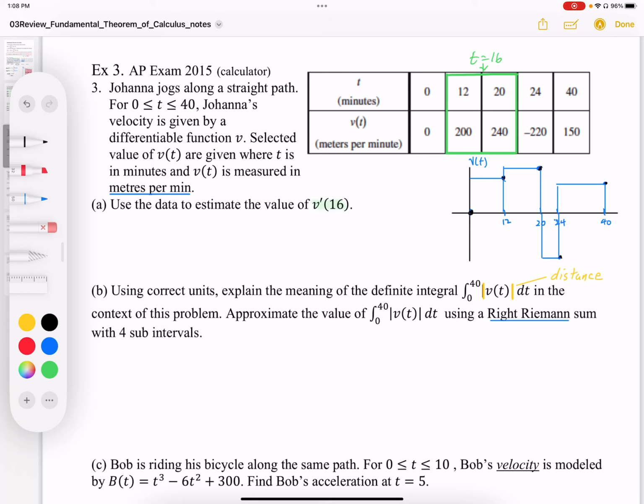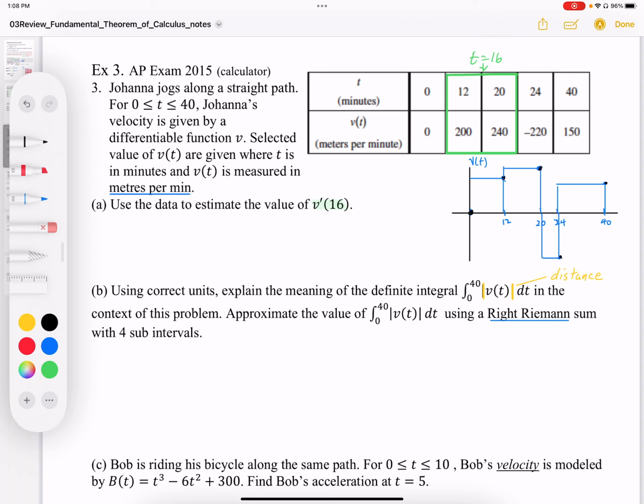Example 3 is an AP exam question from 2015, and it's a calculator question. It says that Johanna jogs along a straight path, and the time is between 0 and 40. In this case, it looks like it's measured in minutes. Johanna's velocity is given by the differentiable function v, where values of v of t are given in a table.